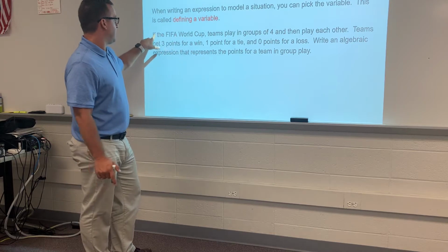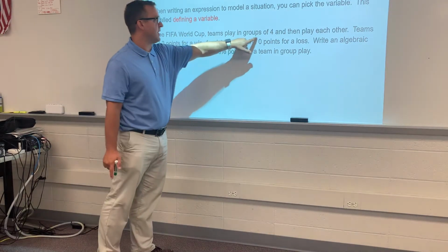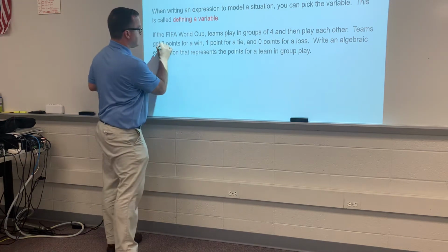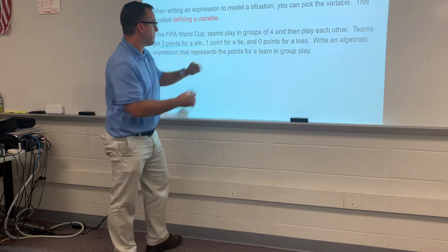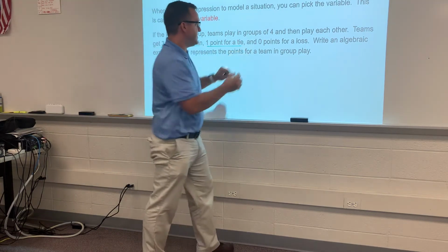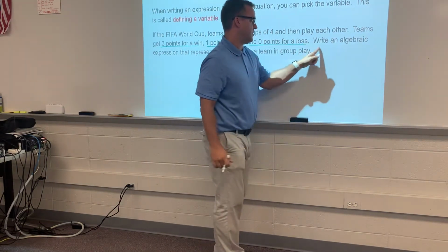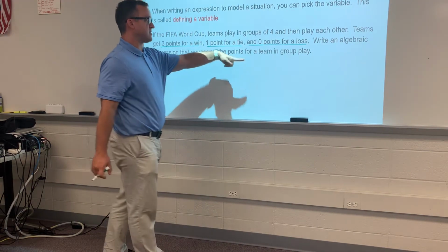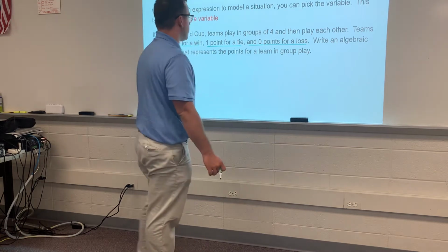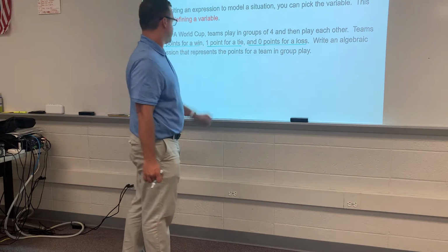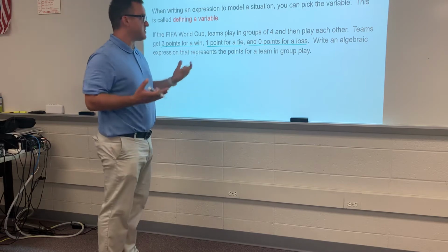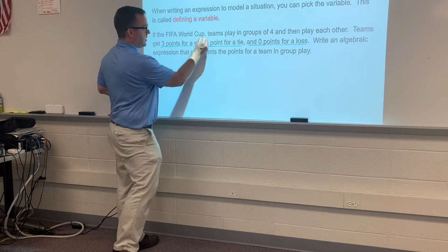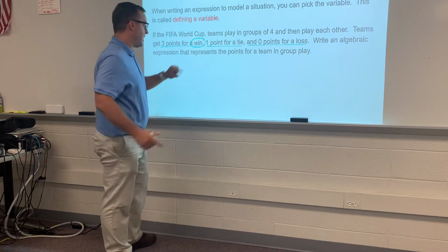In the FIFA World Cup, teams play in groups of 4 and then play each other. Teams get 3 points for a win, 1 point for a tie, and 0 points for a loss. Write an expression that represents the points for a team in group play. So first of all, I'm seeing 3 different things. A team, I don't know how many times the 4 teams play each other, but they get 3 points for every win. So it looks like I'm going to need a variable for win.